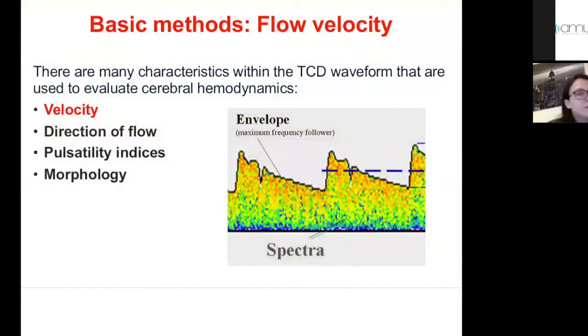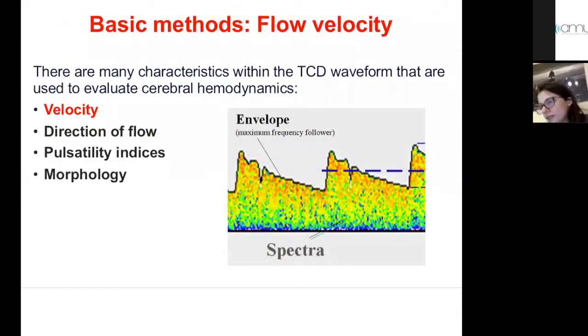So let's start from the basic methods. This is the flow velocity, okay? So there are many characteristics that we can assess just having a look at the waveform, which are the velocity, the direction of the flow, the morphology of the waveform.